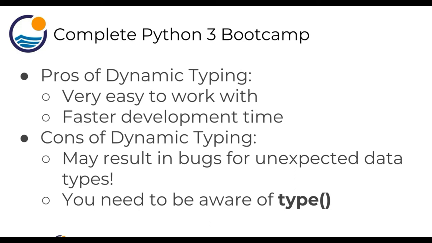Now, this is kind of a double-edged sword here because the cons is that this may result in bugs for unexpected data type. Because you're not having these restrictions of data types, especially when you're dealing with user input, you may have unexpected data types show up and that can cause problems later on in your operations. So you should be aware of the data types as you're coding, and you can use the special type function that's built into Python to quickly check the type of any variable. And we'll show you how to use that in just a little bit.